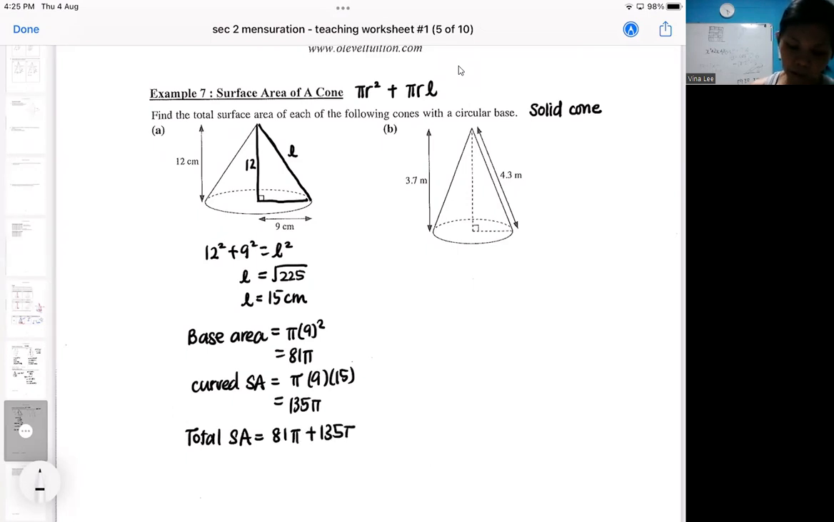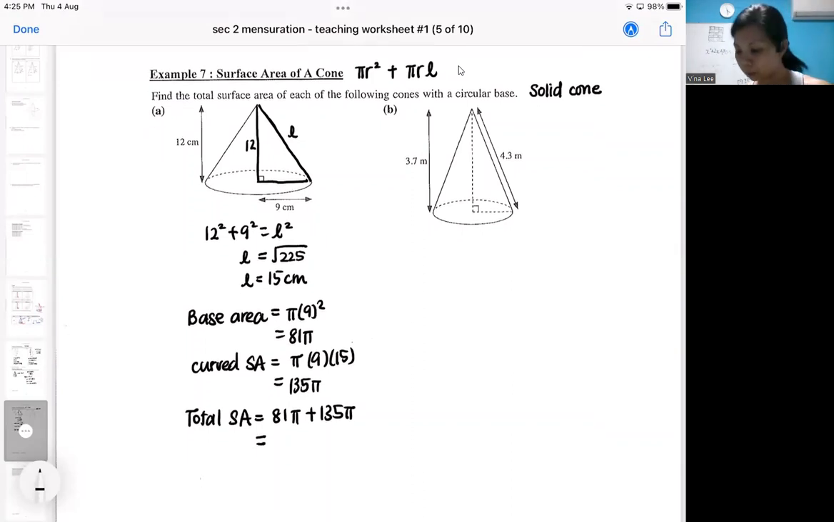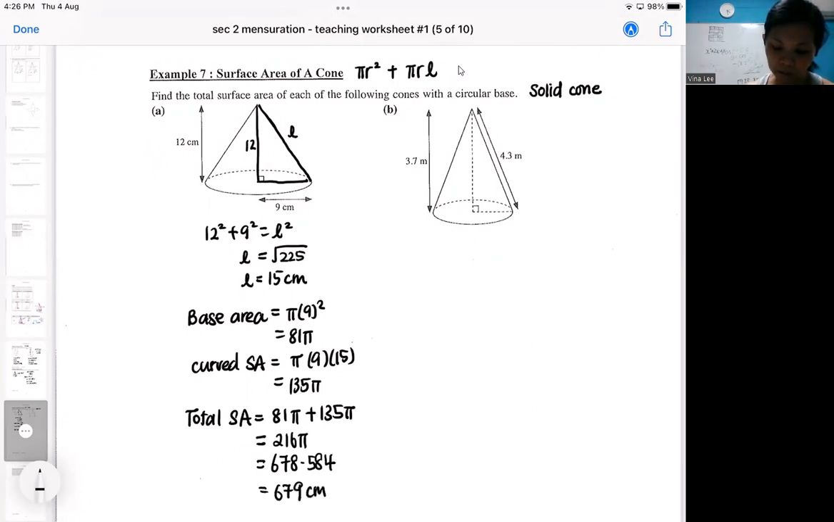We try not to deal with a chain of decimals. That's why if you see my working, I will always do it in terms of pi. And at the very last stage, then I punch out my pi. That also helps to save time during exam. And I will give my answer to 3SF.